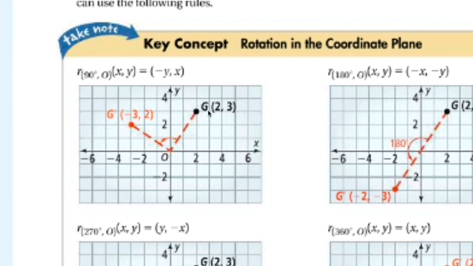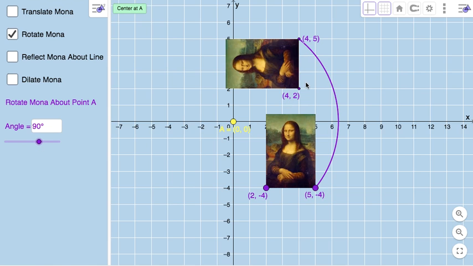If we had some point, let's say (2, 3), the rotation 90 degrees around the origin would swap out x and y, and it would make the y coordinate negative. So notice here that this was originally the point (2, 3), but the image G prime would swap out the 3 with the 2, and the y coordinate that's now in place of x is now negative. We'll see this with the Lisa bit.